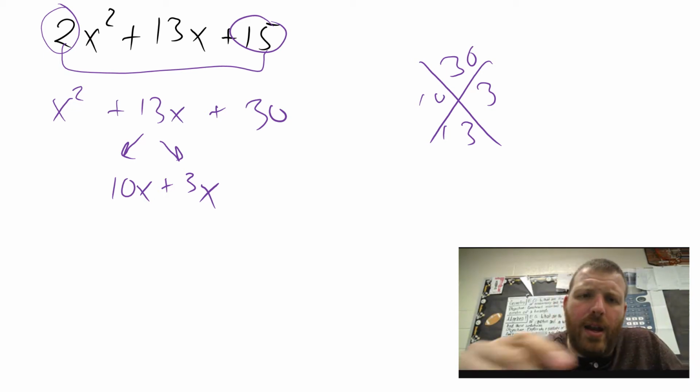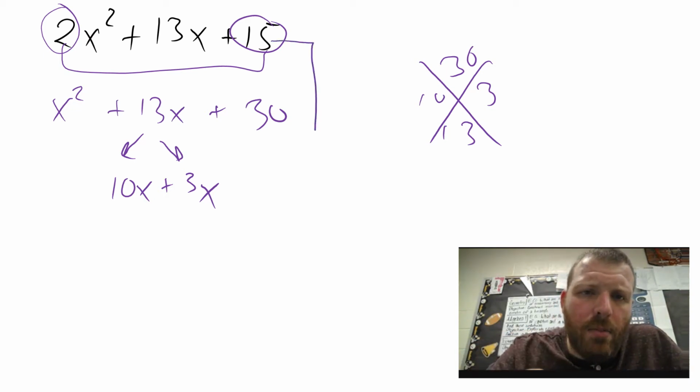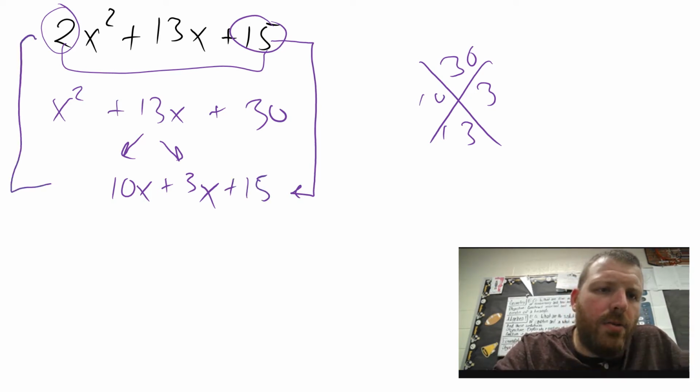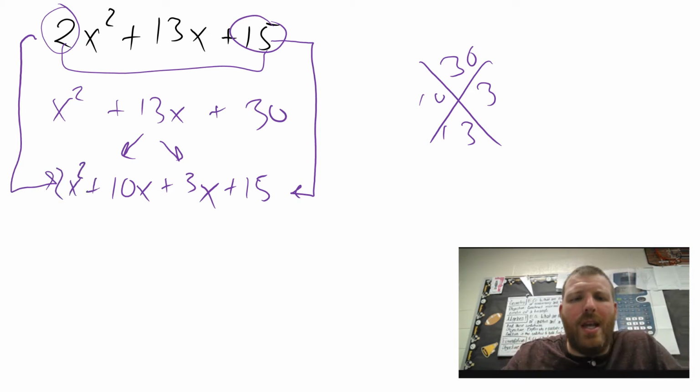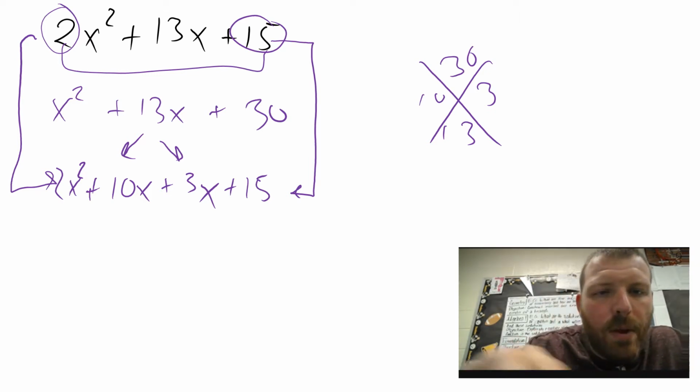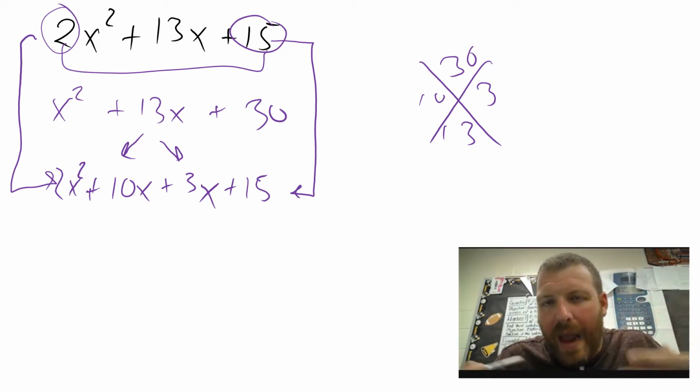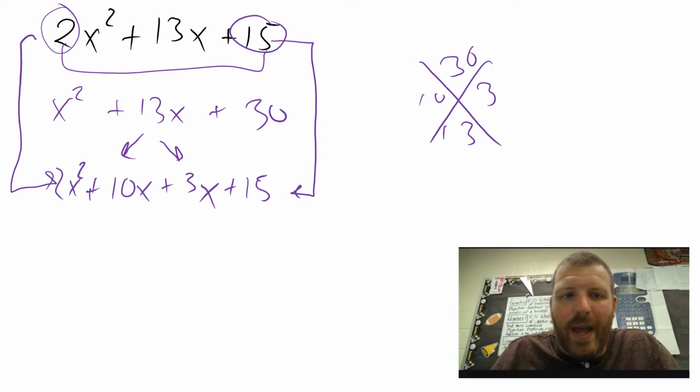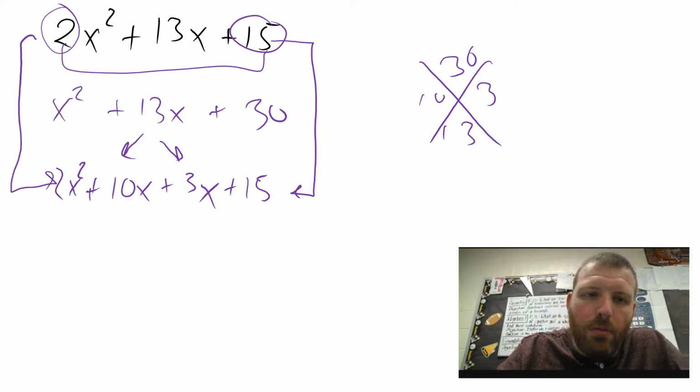When I do that, I'm going to bring down my 15 because that was from my original problem. And I'm going to bring down my 2x squared as well because we've got to keep all this stuff original. And now I have my 4 terms. So the whole reason why we do this middle step is so that I can figure out these factors, okay? And once I do that, now I can group. So let's go ahead and group these.